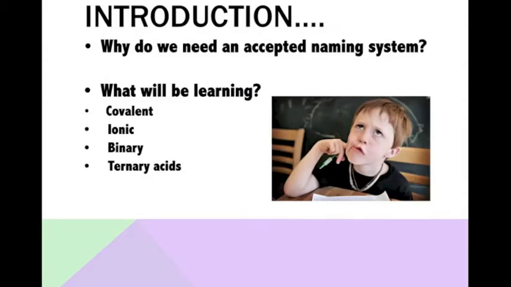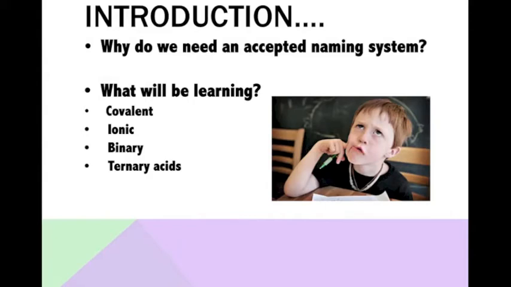And why do we need an accepted naming system? Well, say you go to the pet store and you're like, let me get a raccoon. And the owner's like, okay, I'll bring you out a raccoon. And he brings you out what you think is a squirrel. How crazy would that be? That would be crazy, and I wouldn't want that to happen to me. And chemists don't want that to happen to them either.